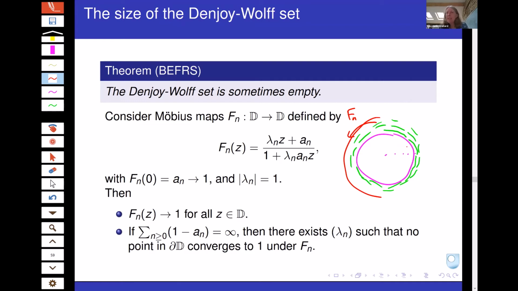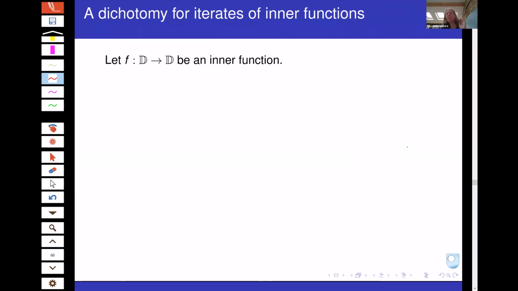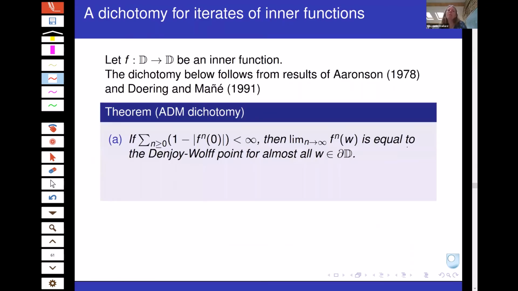Okay, so that's an example to show it can sometimes be empty, but what can we prove in general? So again, if we go back to the classic case of self-map to the unit disk, in particular if you have an inner function, so this includes all the Möbius functions, Blaschke products, you have a radial extension almost everywhere. So they're nice functions. And then we have this really, really nice dichotomy, which follows from Aaronson and then Doering and Mañé, that gives you 2 different cases.